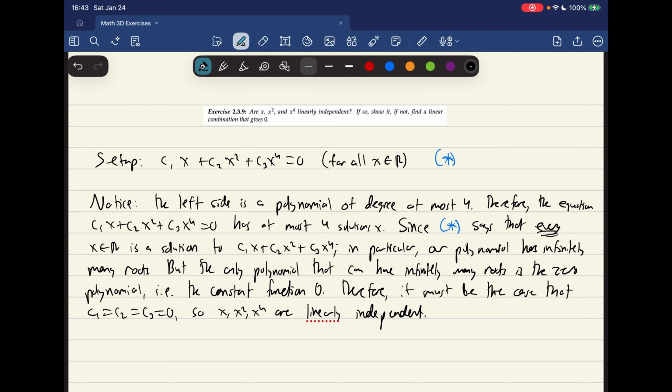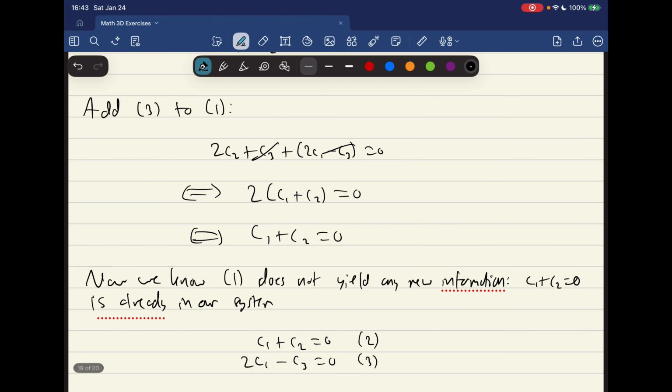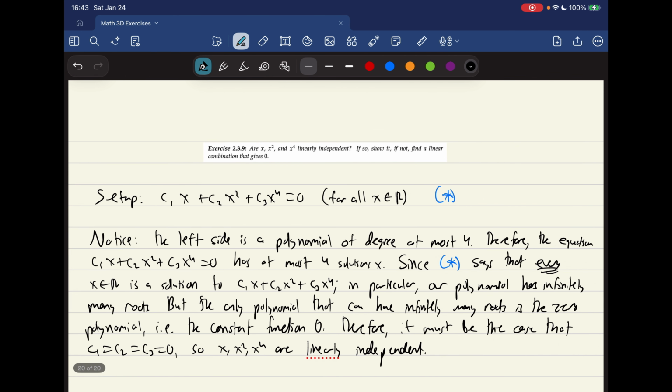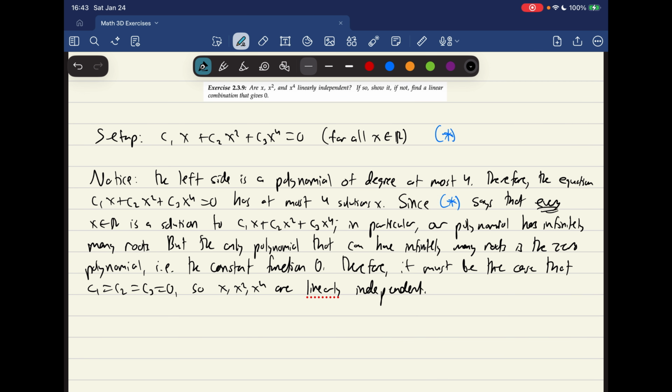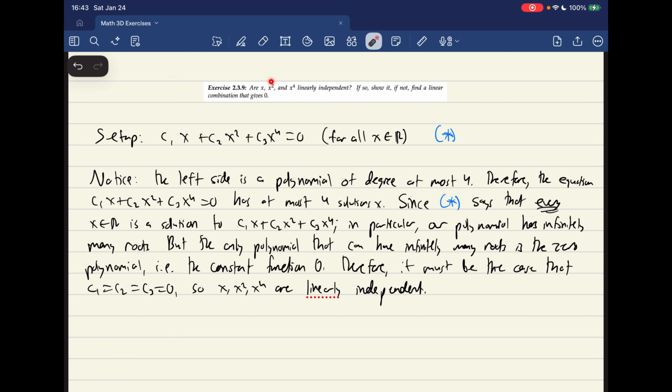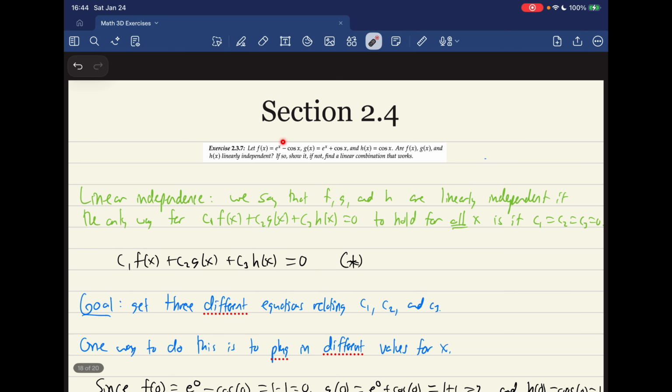This is a nice trick to know, because notice how it avoids having to solve the system that we had to solve in the previous exercise. The only caveat to this trick is that it only works if you're given 3 functions that are all polynomials. In this case, where we're given the polynomials x, x squared, and x to the 4th, this logic carries out. For the previous example, we wouldn't be able to do this because we weren't given polynomials. We were given e to the x minus cosine x, e to the x plus cosine x, and then cosine x.